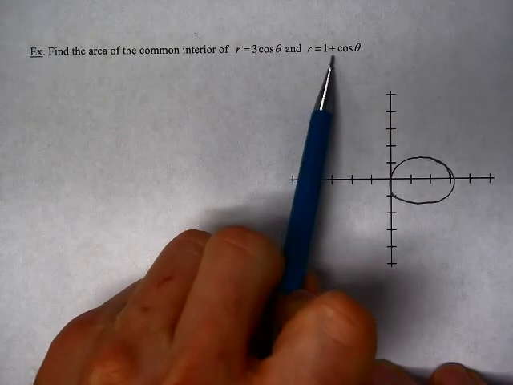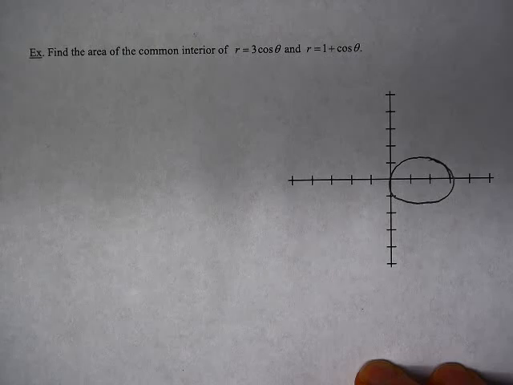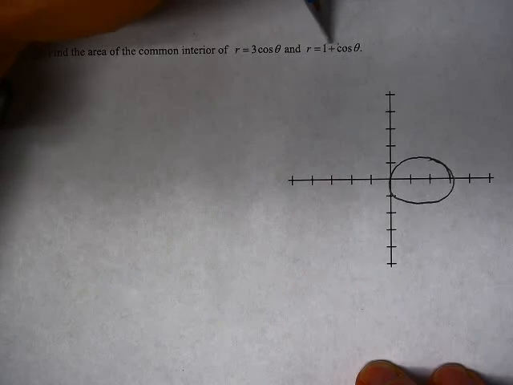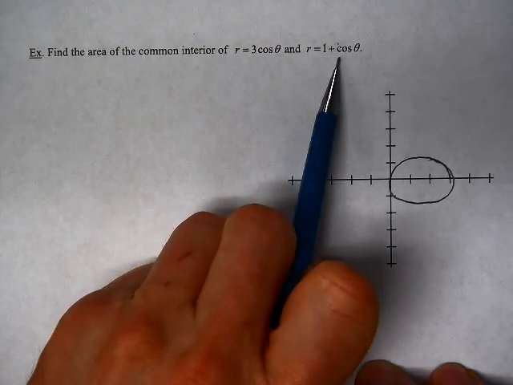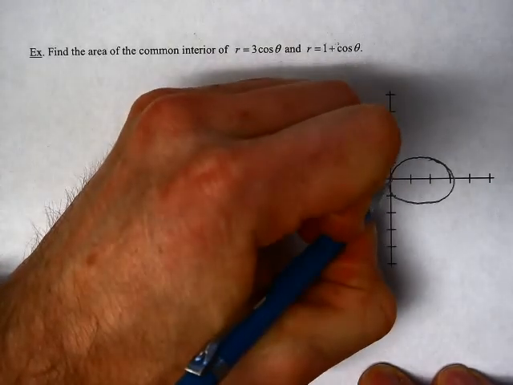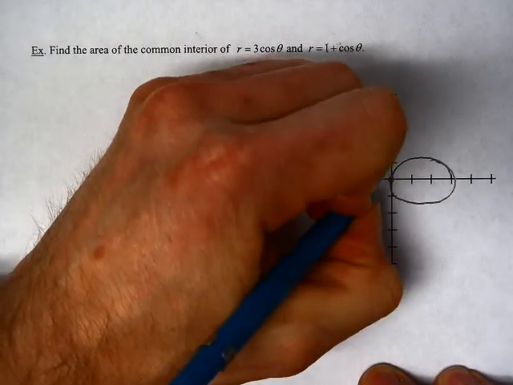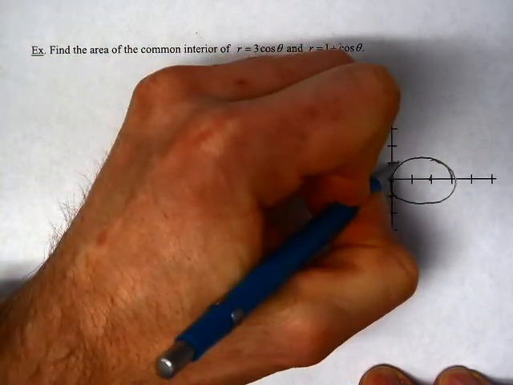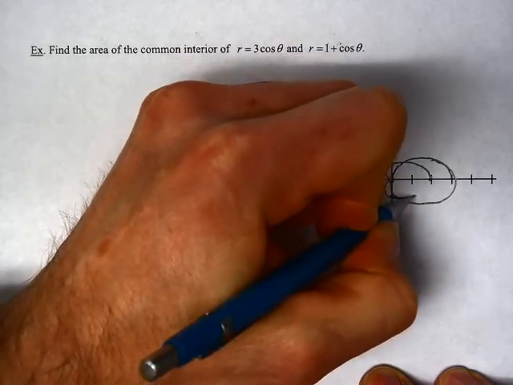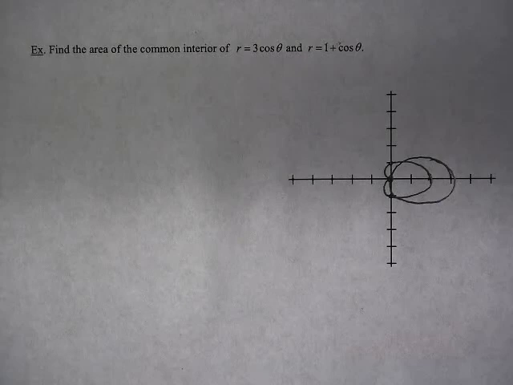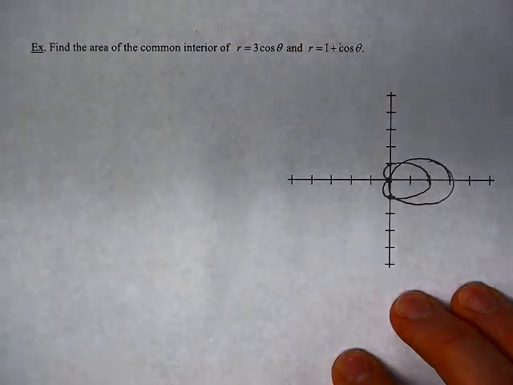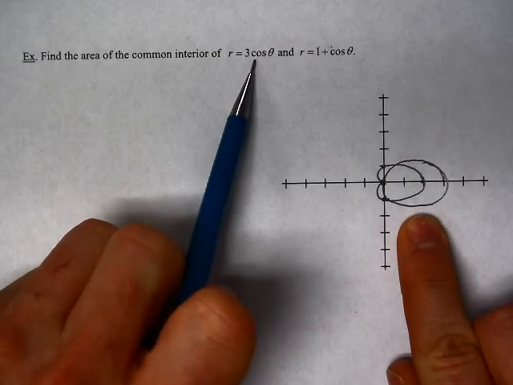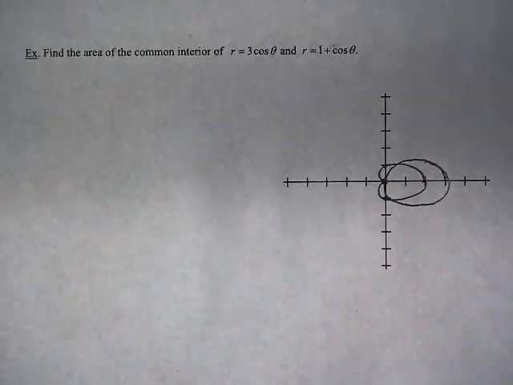And then my r equals 1 plus cosine of theta, here I'm going to have a cardioid because the coefficients are the same and the absolute values are the same. The 1 here and the 1 cosine theta. So this one is going to look something like that. Alright, I won't label them, we'll just keep in mind that the circle here is 3 cosine theta and the cardioid itself is the 1 plus cosine theta.